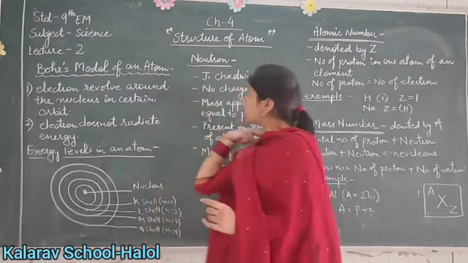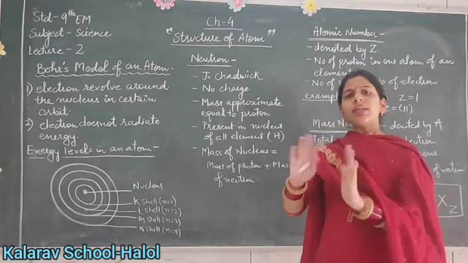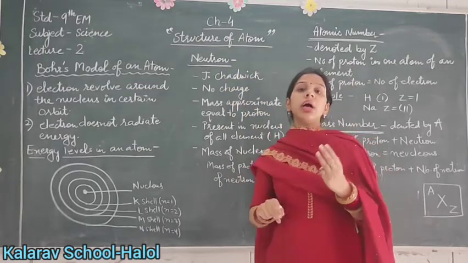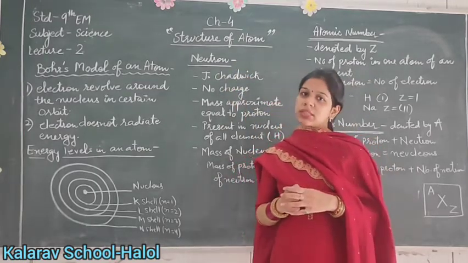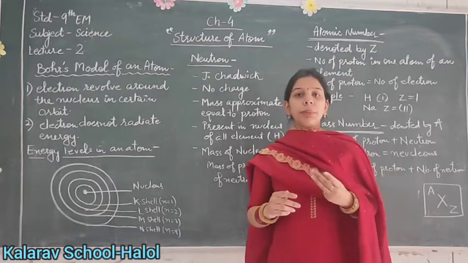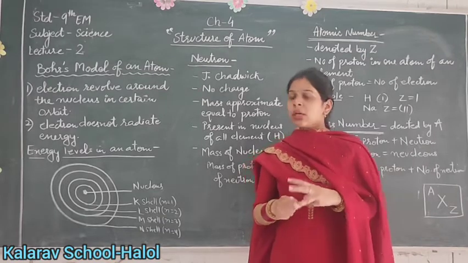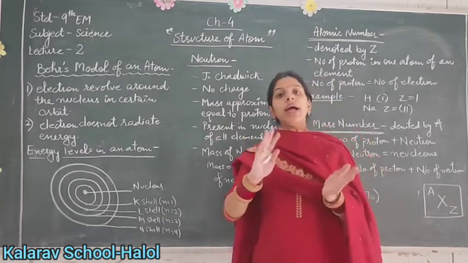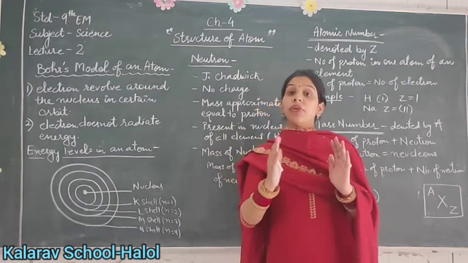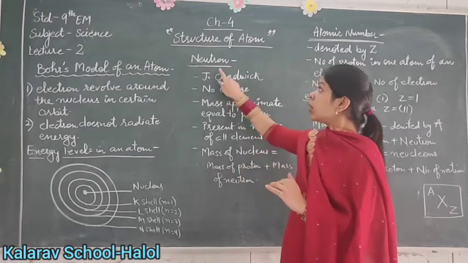So after the discovery of the Bohr model, or along with it, the neutron, the third subatomic particle of the atom, was discovered. As I told you earlier, the atom has three subatomic particles, that is electron, proton and neutron. Electrons and protons were discovered by the gas discharge experiment. We discussed that in the previous lecture. Now we will discuss neutrons.